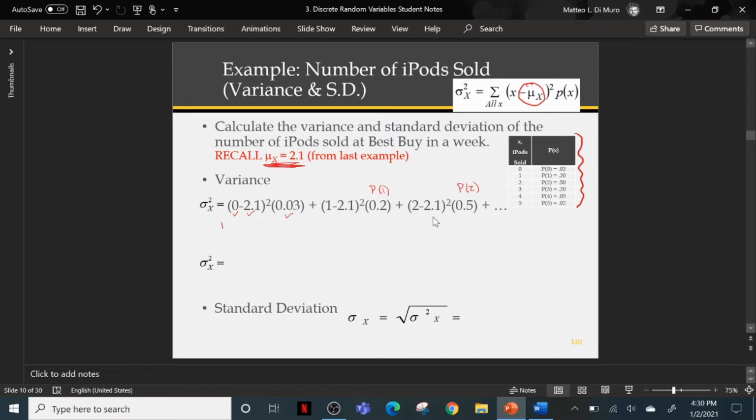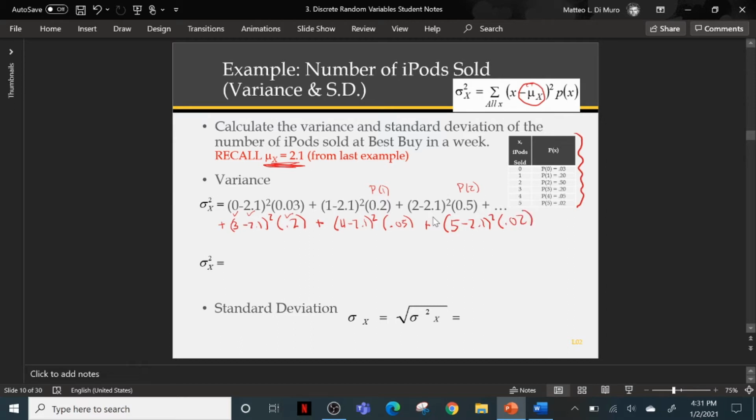So just down here, I left you some room, and you can try it out yourself, and then either pause the video and check, or just try to follow along with me, whatever you prefer. So I got 3 minus 2.1 squared, times, now the probability of 3 is 0.2. So there it is. Plus, now I'm going to go 4 minus 2.1 squared, and then the probability of 4 is 0.05, plus, let's see, 5 minus 2.1 squared times the probability of 5, which is 0.02.